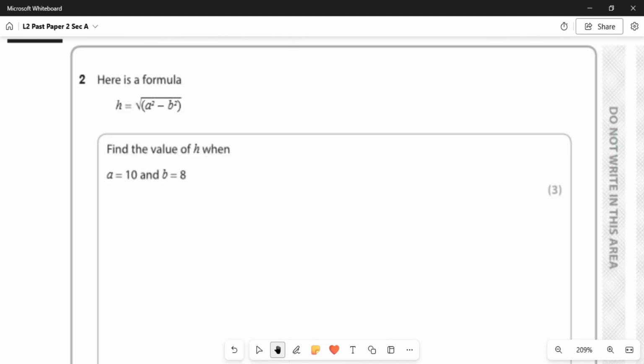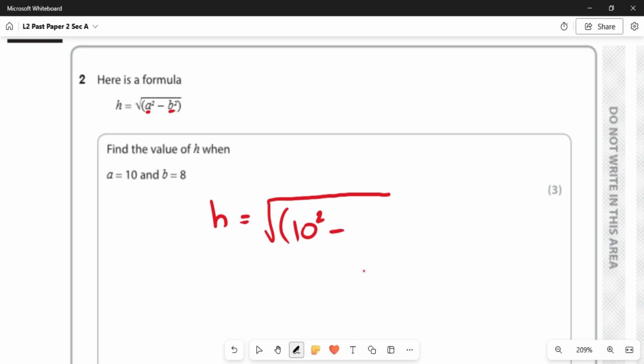Question 2 says, here is a formula, h equals square root of a squared minus b squared. Find the value of h when a is 10 and b is equal to 8. 3 marks. So we have to replace, there's an a here and a b here, so we just have to replace them with whatever they said. So h, which is what we're trying to find out, equals the square root, let's do a massive square root like this, and then inside the brackets is a squared, so instead of a I'm going to put 10 squared.